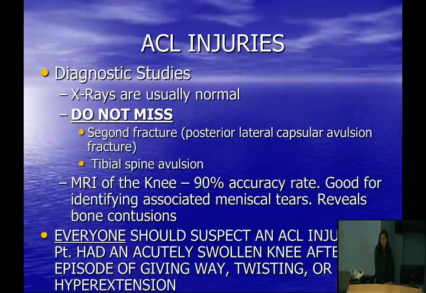X-rays, usually normal, but there are two things you don't want to miss. One is called a Segond fracture, which is when you go to shift, you actually pull on that lateral posterior capsule and you pull a piece of the bone off. And then a tibial spine avulsion. So those are two things that you can see on X-ray.